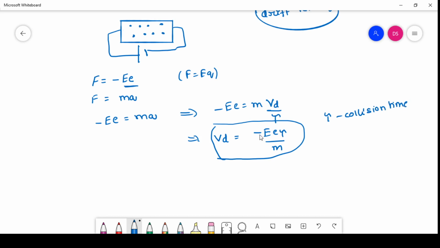Collision time is nothing but the time taken by the electrons between any two successive collisions. So like this we can derive the expression for the drift velocity. From this drift velocity we are going to derive the expressions for current density, mobility and conductivity, and we will see those expressions in our next lecture.